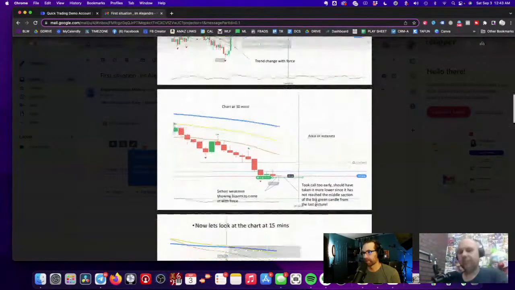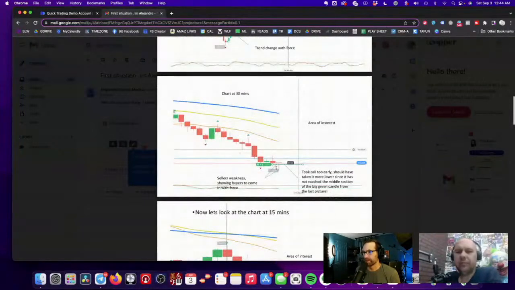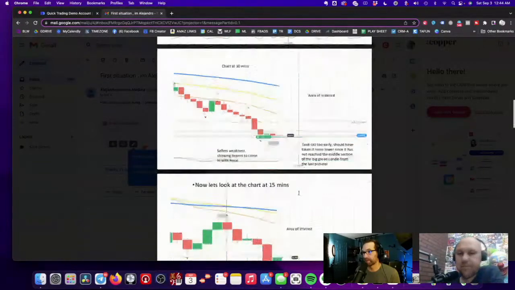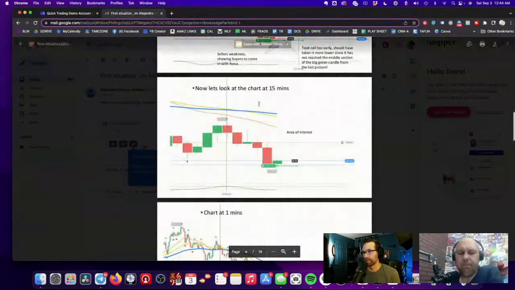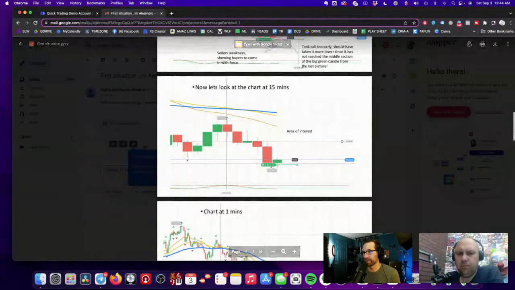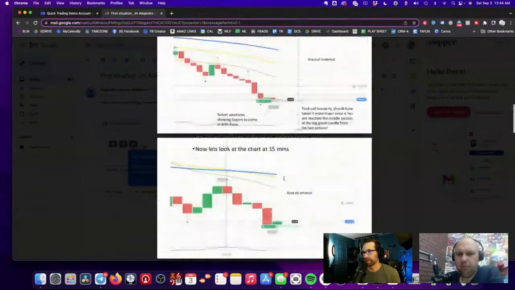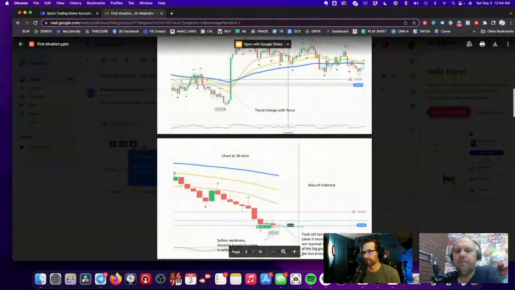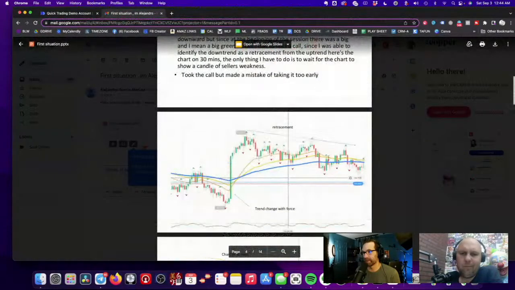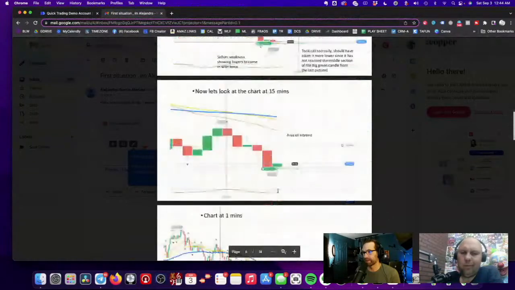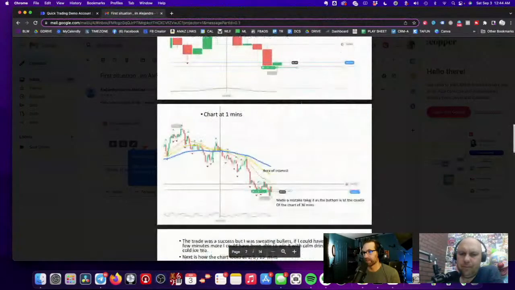I took a call too early. So this is a 30-minute chart, but you took a 20-minute call. Now let's look at 15 minutes. It got down to that level. Okay, that red line was there, right there. So it got all the way back. That took a long setup. So you found that, and then the chart at 1 minute, so it's going all the way down.